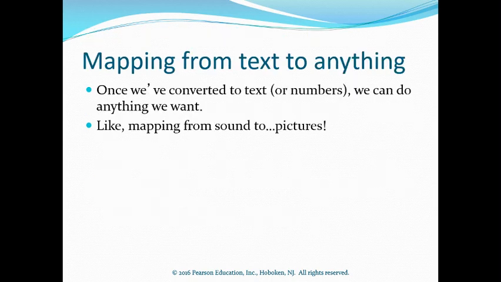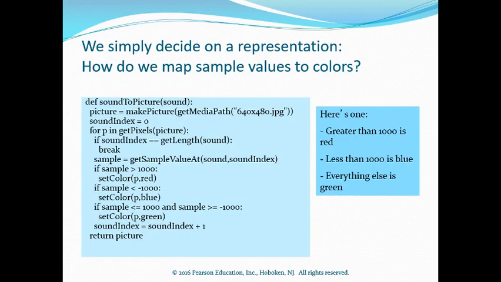So mapping from text to anything. Once we've converted to text or numbers, we can do anything we want, like mapping from sound to pictures. How do we simply decide on a representation? How do we map sample values to colors? So in this example, we have sound to picture. So we say picture equals get media path, and we pass in a JPEG. Sound index equals 0. We say for p in get pixels, which we've done before, right? We're going to get all the pixels from the picture.